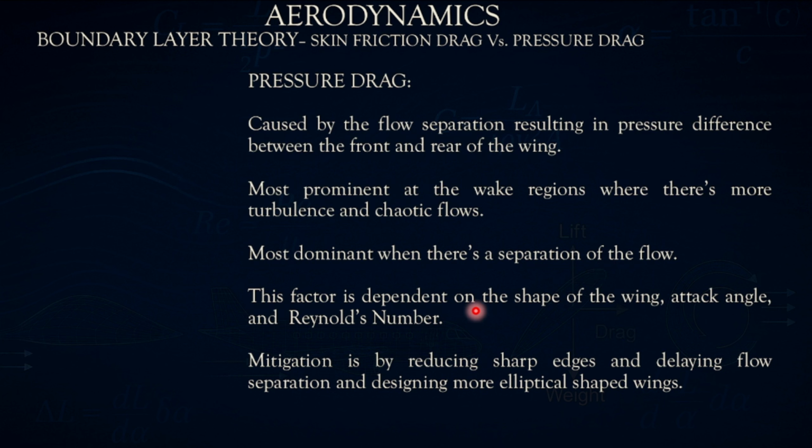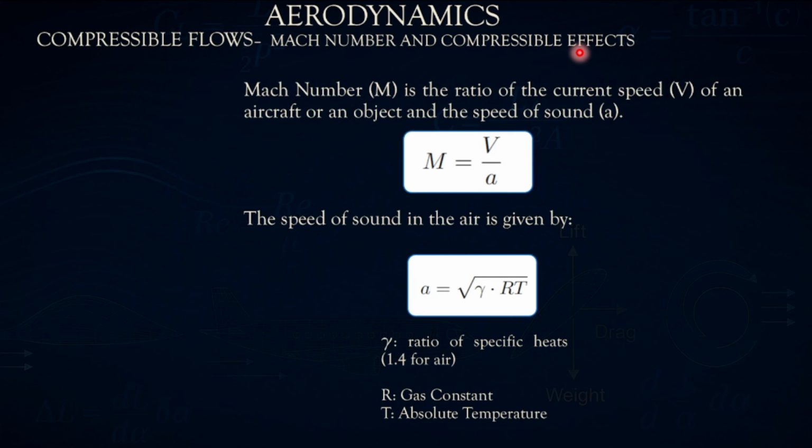This factor is dependent on the shape of the wing, of course, and the angle of attack, because for a higher angle of attack you have a higher pressure drag. It also depends on the Reynolds number, which has to do with the viscosity, because this dictates whether the flow is laminar or turbulent. Mitigation is by reducing sharp edges around the wing, by placing fillets, delaying the flow separation, and designing more elliptical shaped wings. Mach number and compressible effects.